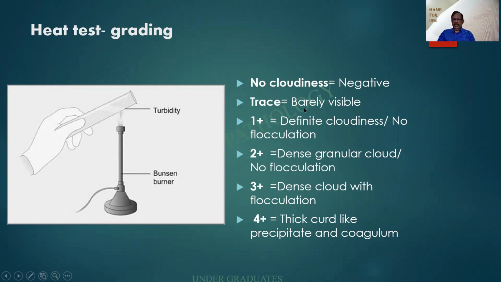So there is trace, which is hardly visible. We used to say you should have a printed material behind the test tube. If you are able to read it, it is clear. If it is barely visible, then the precipitate is occurring. 1+, cloudiness, no flocculation. 2+, granular cloudiness, no flocculation. 3+, dense cloudiness with flocculation. And 4+ is thick curd-like coagulum. So this will be it. In the last grade, we can even invert the test tube without the contents falling off.